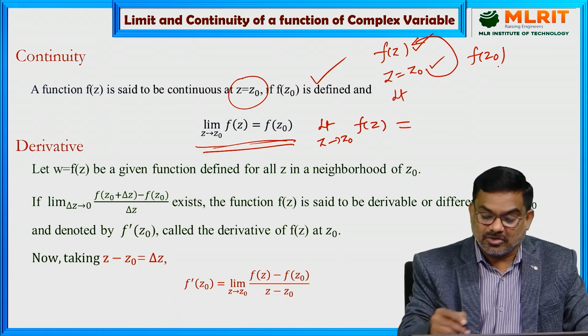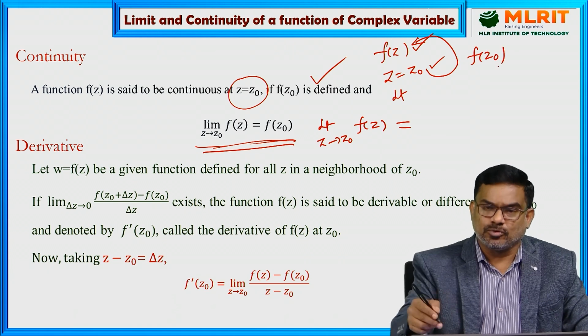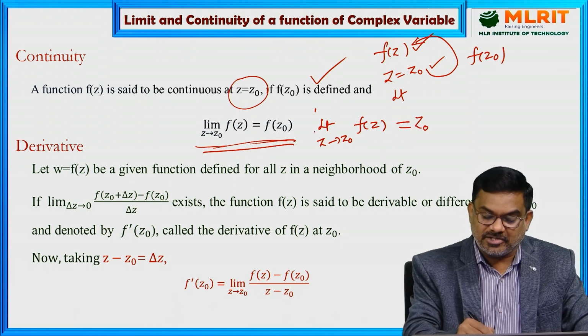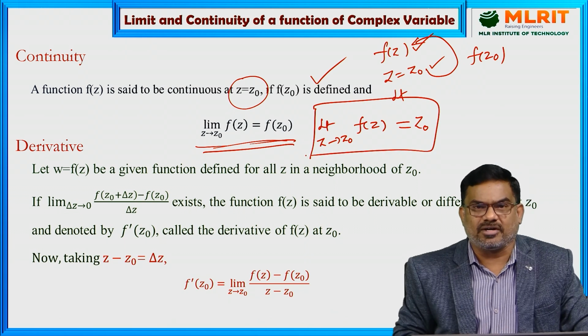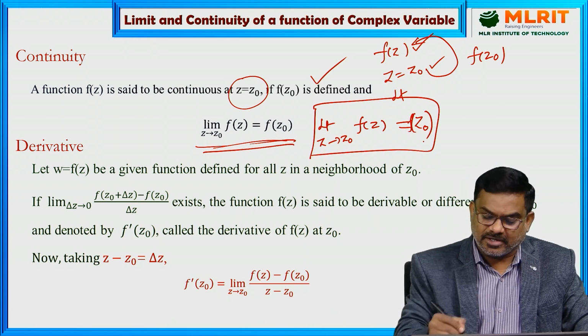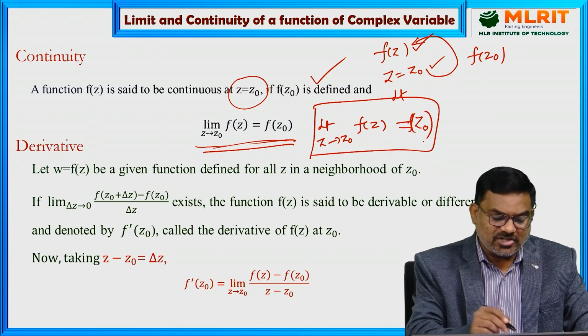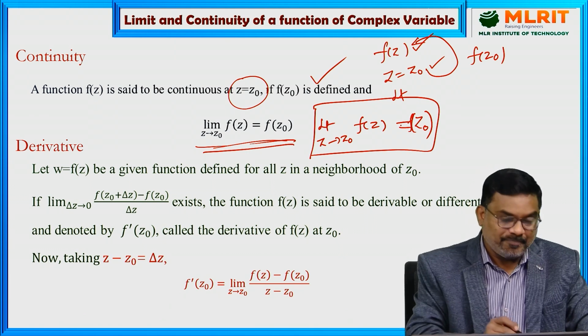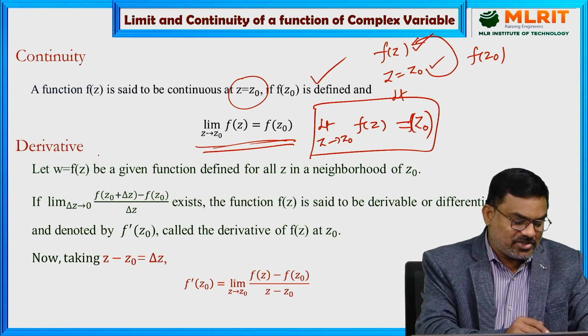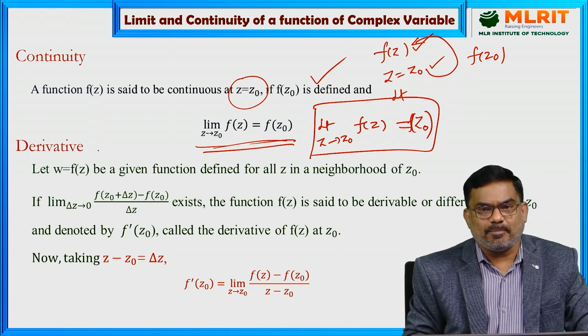f of z0. So these two must be the same. These two should match. So if limit z tends to z0, f of z equals f of z0, then the function is said to be a continuous function. Similarly, the next definition, derivative of a function of complex variable.